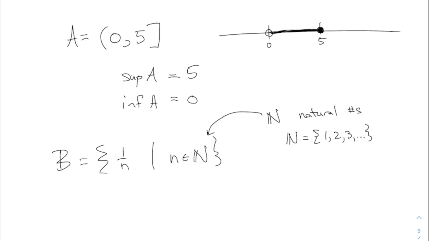A lot of annoyances occur if you start with 0 in this class. So the natural numbers, as far as our textbook is concerned, is like this, not starting with 0. If you start the natural numbers with 0, then you can't actually write this, because there is no such thing as 1 over 0, and that's annoying. So we start with 1 in the textbook for this class. Anyway, that's the set that I want to talk about. This is a set of real numbers. I want to talk about the sup and the inf, right?